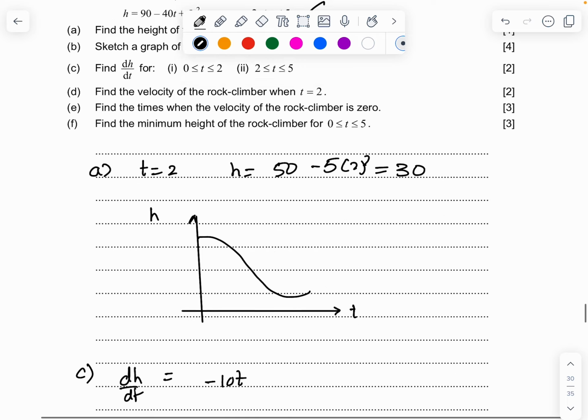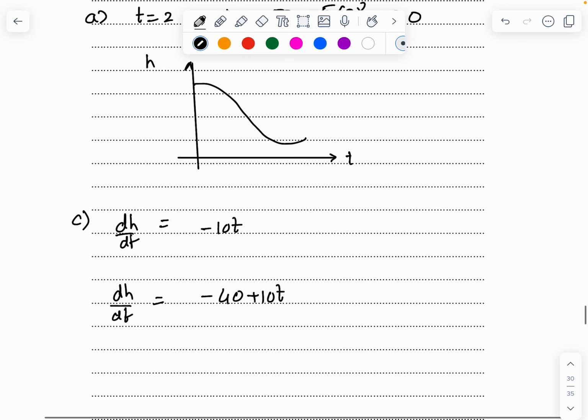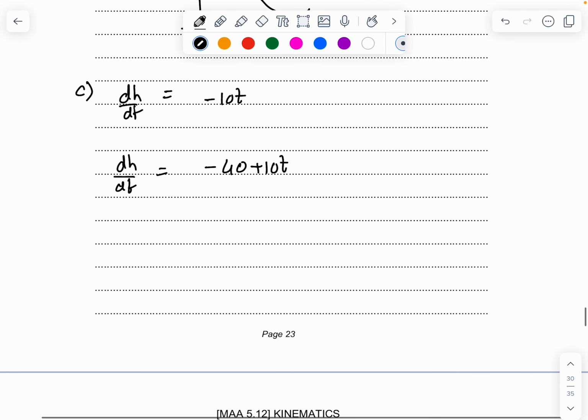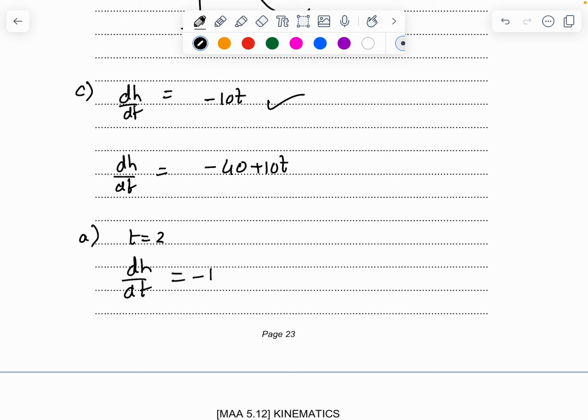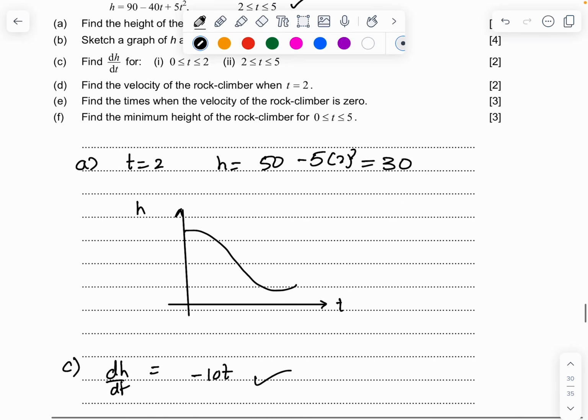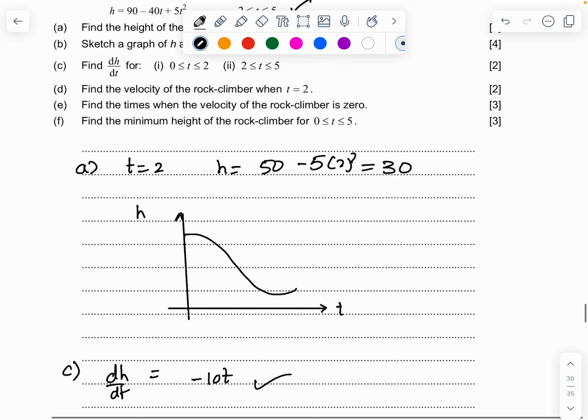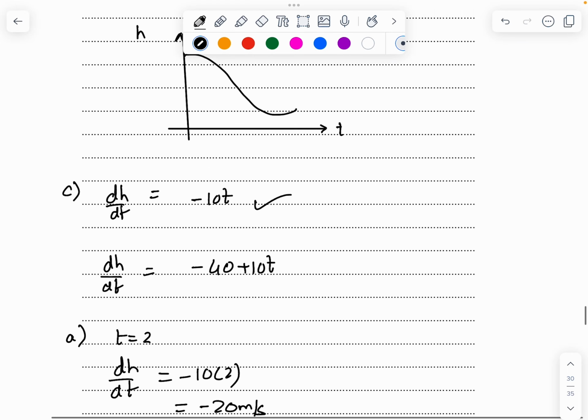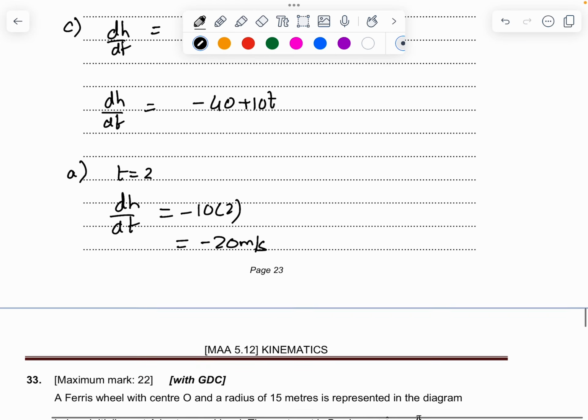Find the velocity of the rock climber when t equals 2. So for part D, t equals 2, so dh by dt, I am going to use this one, minus 10t, minus 10 times 2, which is negative 20 meters per second. Then find the times when the velocity of the rock climber is 0.